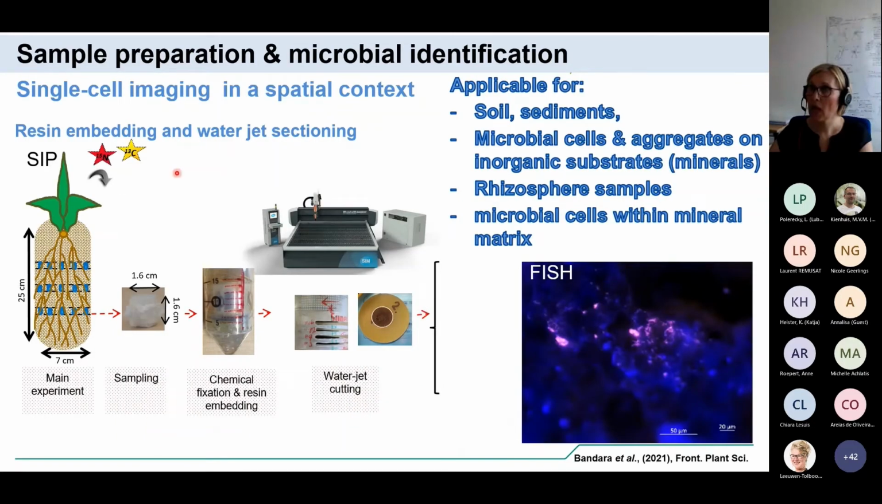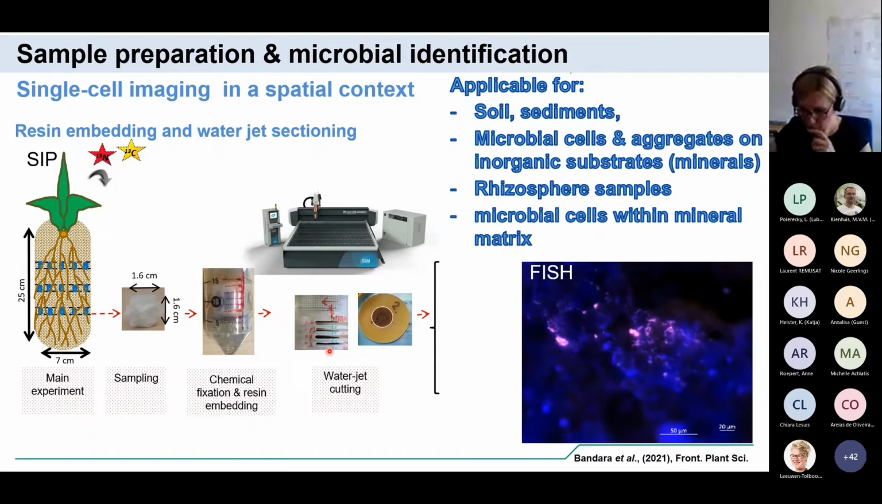And such an example is shown here when you want to look at single cell imaging, microbial imaging in a spatial context. I just show you here a drawing of what you have seen before. So the plant roots with soil and microorganisms undergo stable isotope probing, so the incubation with tracers for a certain time or even at different times, and after that subsamples are collected at different depths and are embedded in a FISH-friendly resin. And after that, this has to be sectioned.